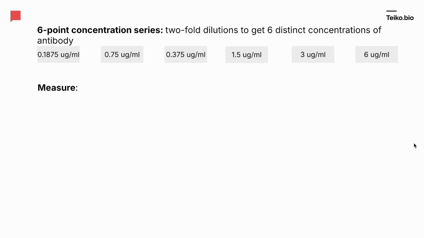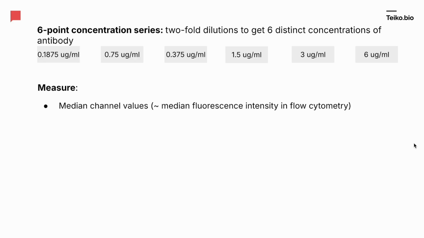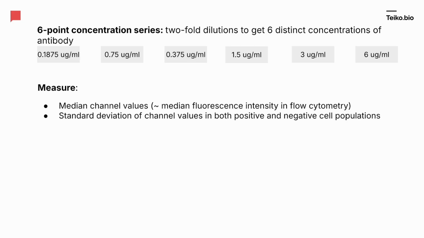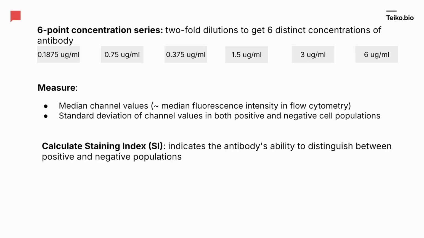And at each concentration, we measure the median channel value, which is similar to median fluorescence intensity for flow cytometry. And we also measure the standard deviation of the channel values in both positive and negative cell populations. This allows us to calculate what's called a staining index, which indicates the antibody concentration's ability to distinguish between positive and negative populations. And while the staining index is important, we also consider other factors when we're looking at the ideal concentration to use.